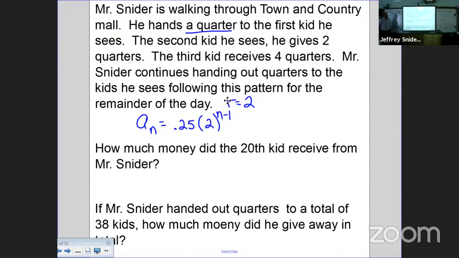And that means the second kid got what? 2 quarters, which is 50 cents. So it's going to work just fine for me, right? All right, here we go. So the 20th kid would be a sub 20. So that would be 0.25 times 2 to the 19. So now you want a calculator out. And I didn't do this problem yet. So you're going to have to help me out here. Tell me how much money I gave that 20th kid.